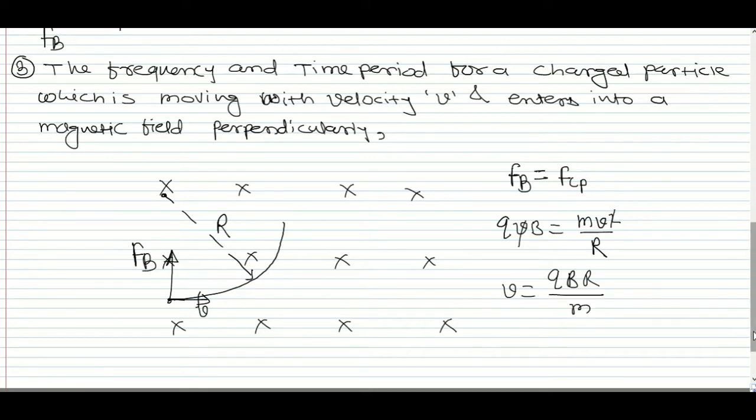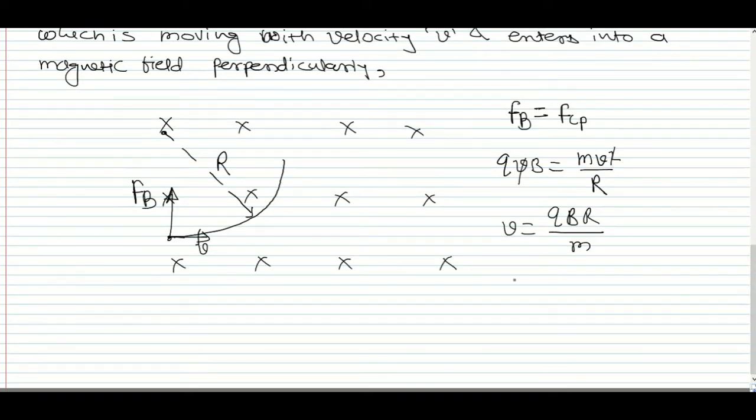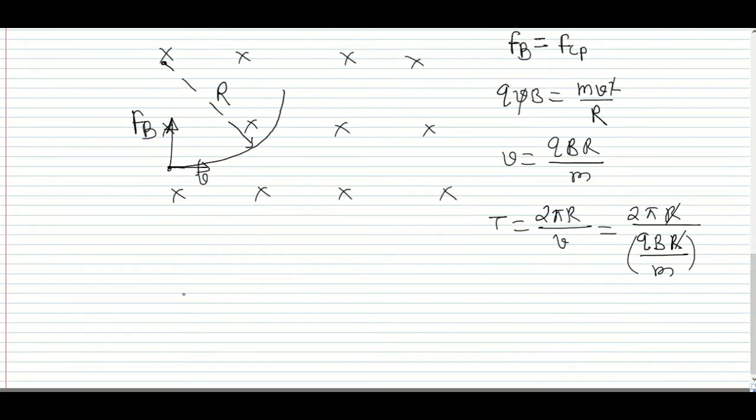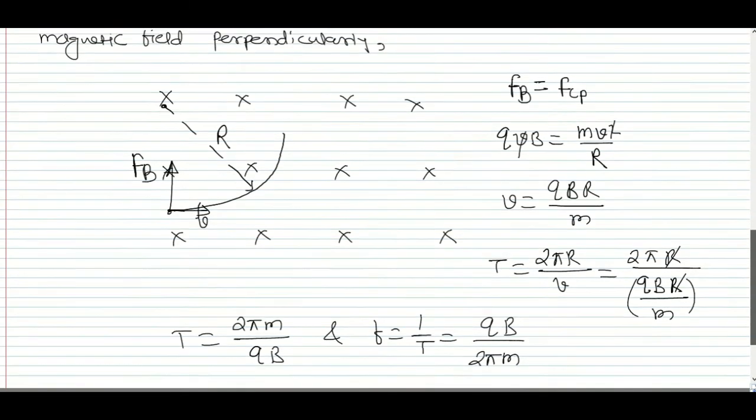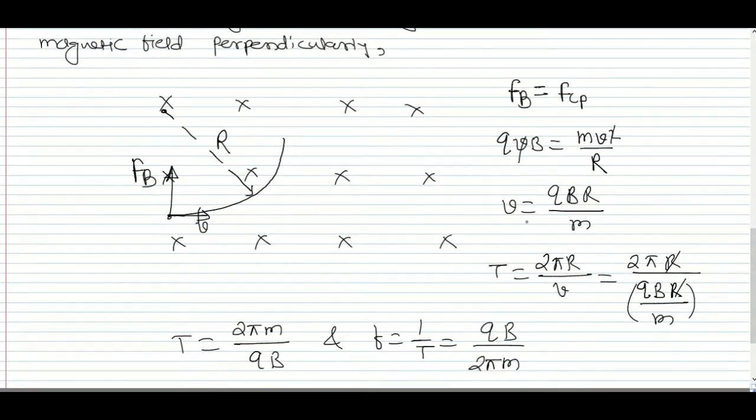Once we have v, we can calculate the time period. The time period is 2 pi r, that is the distance traveled by the particle in one complete circle, divided by the velocity v. If you solve this, 2 pi r divided by qBr by m, the r gets cancelled and m goes into the numerator, so the time period formula is 2 pi m divided by qB. And frequency is 1 by time period, so it will be qB divided by 2 pi m. So this is what you have to remember.